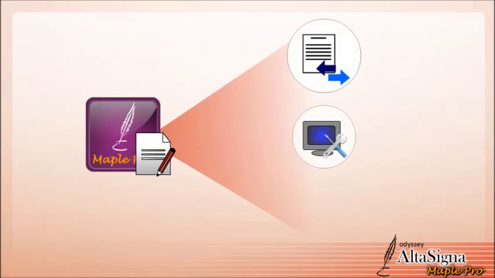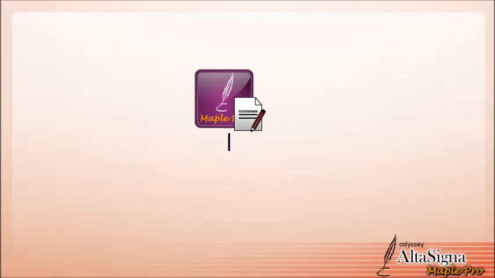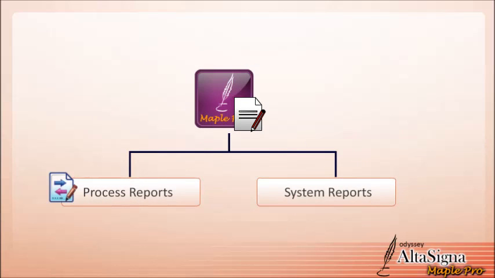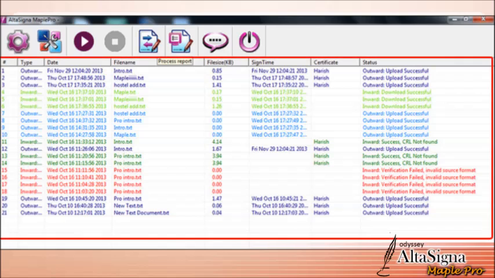The report section provides details about the process documents, system settings, and configurations. Reports in AltaSigna MaplePro can be broadly classified as process reports and system reports. In process reports, you can view details about the processed files.